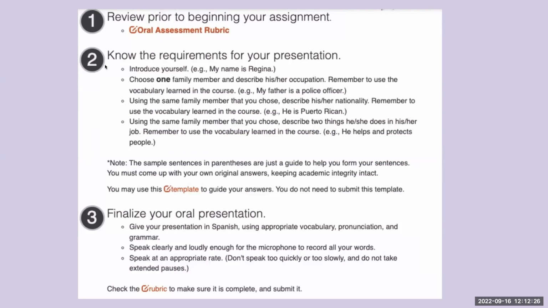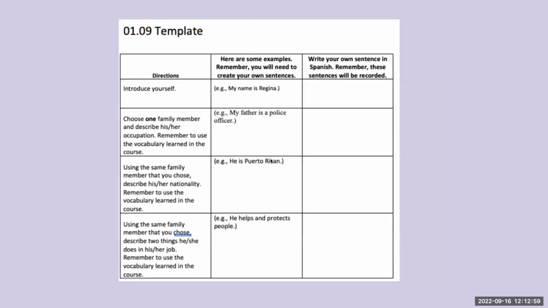Okay, but 2 here, these are the 4 things we have to do for this oral evaluation. You've got to introduce yourself, choose one family member and describe his or her occupation. 3, using the same family member, tell me that family member's nationality. And 4, using the same family member that you chose, describe 2 things that he or she does in their job. And you've got to use your verbs in the L or AF form of the verb. Okay, so let's go to the next slide. This is a little grid to help you to do this.